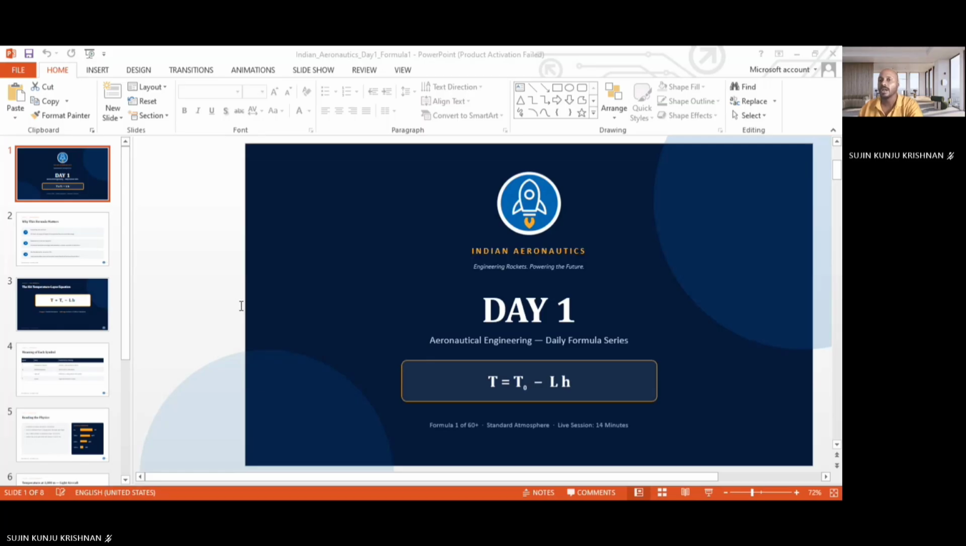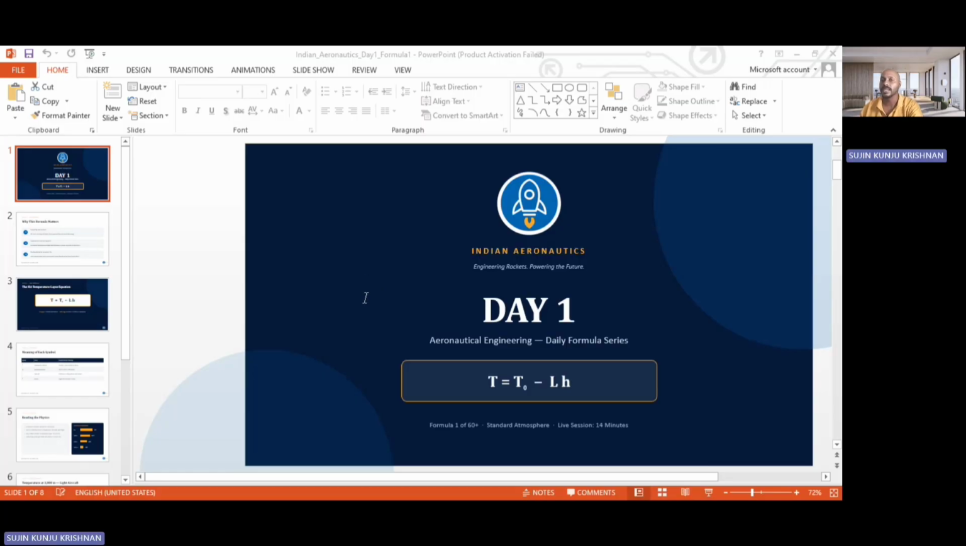Today's formula belongs to the very first category on our master formula sheet, the standard atmosphere. And it answers a simple question: why does it get colder the higher an aircraft flies? This matters because everything else in aeronautics, lift, drag, engine thrust, even your airspeed indicator, depends on knowing the properties of the air the aircraft is flying through, and temperature is where that calculation begins.